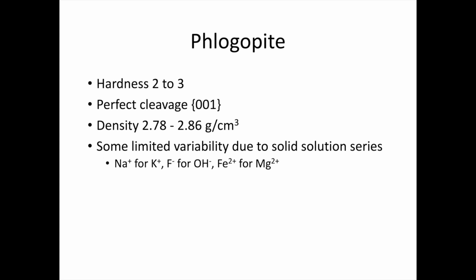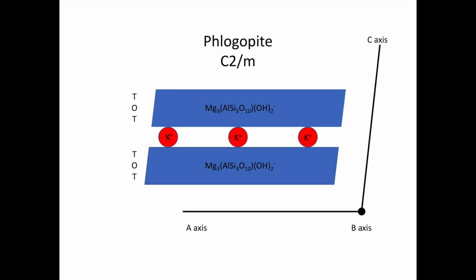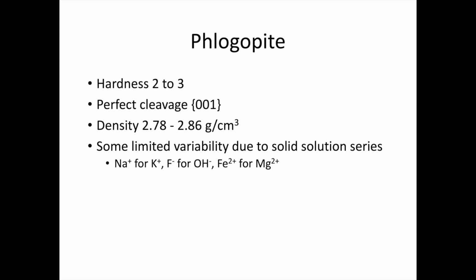The bonding between our TOT layers and our potassium ions is much weaker than the bonding within each TOT layer. When we pull apart Phlogopite sheets along this cleavage plane, what we're doing is breaking those potassium to TOT bonds. Back to our Phlogopite properties, the density of our Phlogopite is fairly low at 2.78 to 2.86 grams per cubic centimeter.